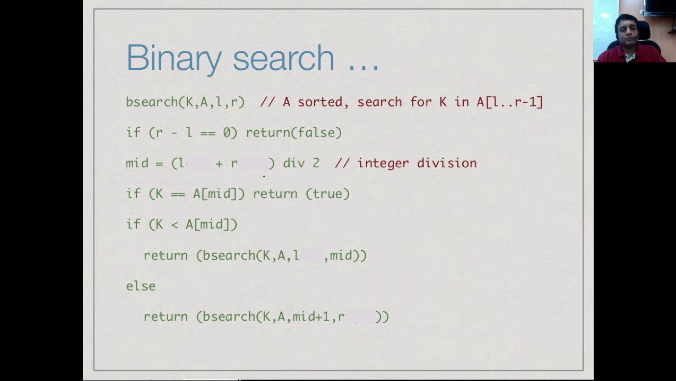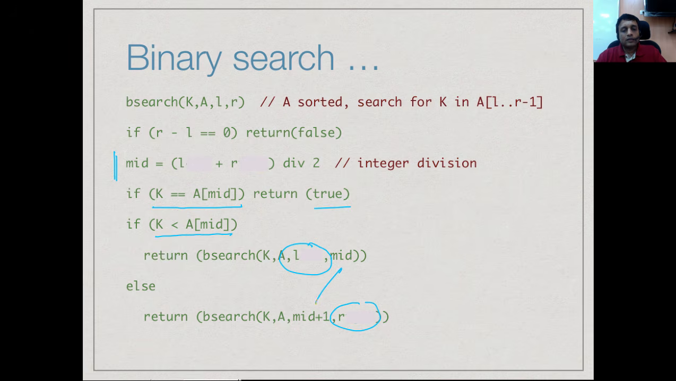And because this might be an odd number, we use integer division. Now we examine, at this point we have found the midpoint, right? So now we examine if the value that we want is there at the midpoint. If so, we return true. Otherwise, if the value that we want is smaller than the midpoint, then we go to the left. Okay, and if the value that we want is bigger than the midpoint, then we go to the right.